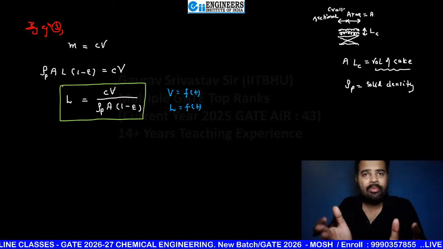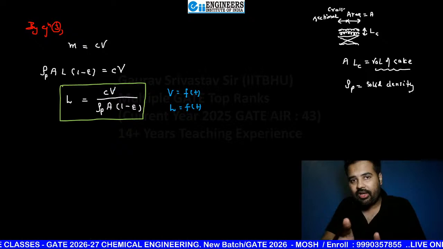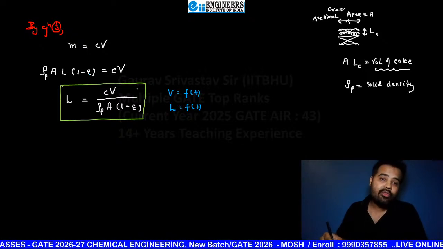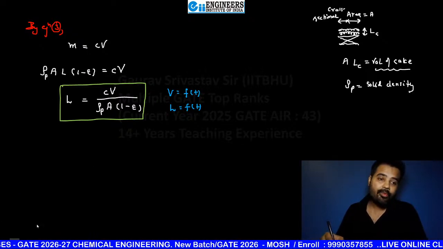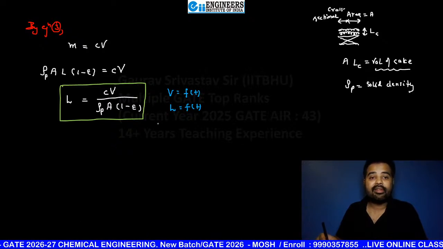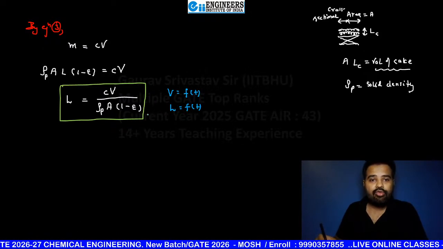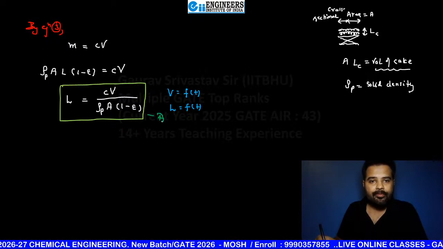More time, more volume is collected. Less time, less volume is collected. So here you can see L is proportional to V with the help of this equation 2. इस equation की मदद से भी आप ये देख सकते हो. How many equations did we get? 1, 2, 3. This should be equation number 4.